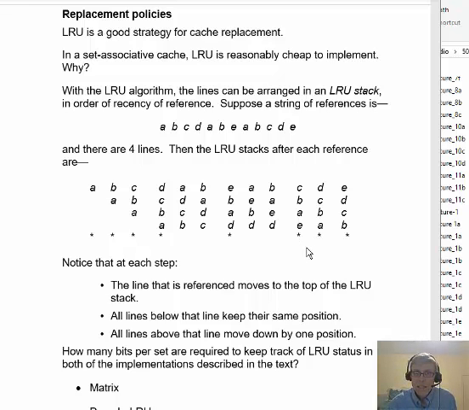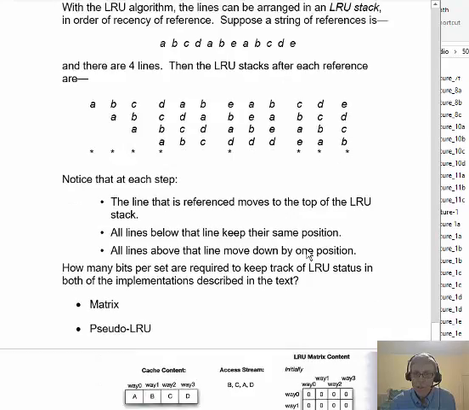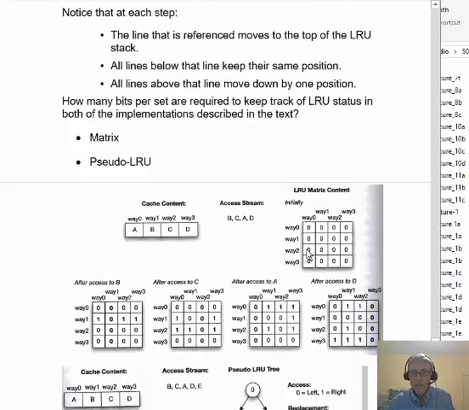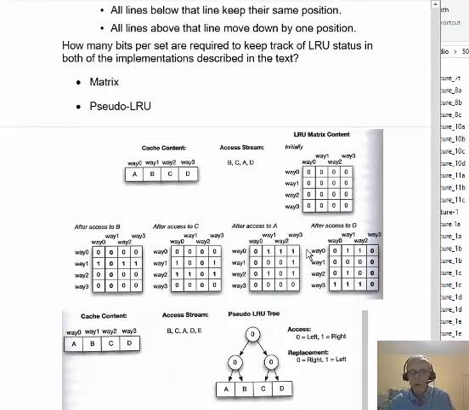Okay, so that's LRU itself. Now, how are we going to implement LRU in a cache? The book gives 2 examples. First of all, the matrix example, which implements LRU exactly, and second, a pseudo LRU replacement based on a tree that is pretty similar to LRU but doesn't always necessarily replace the same line.